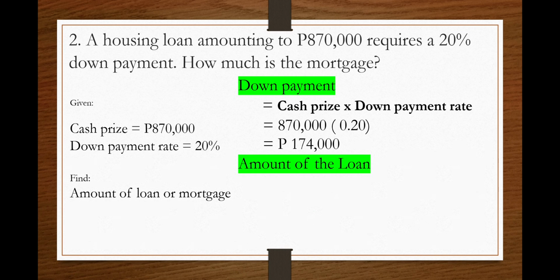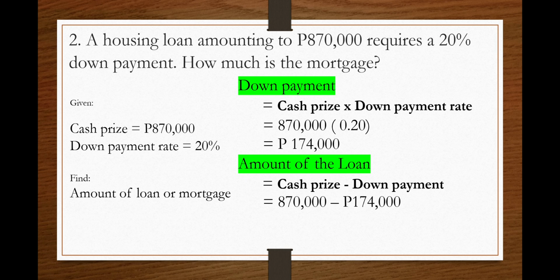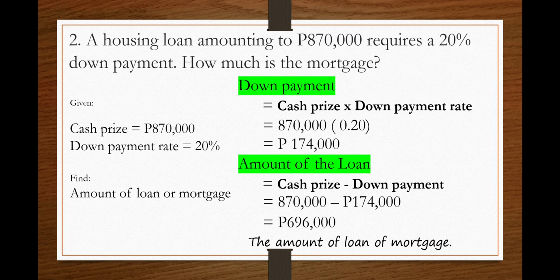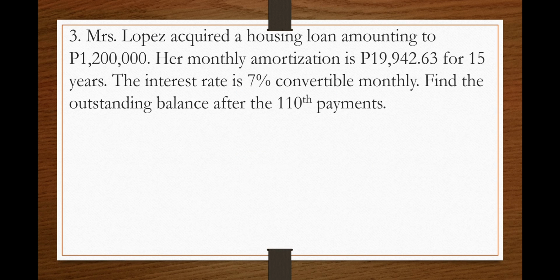And to find the amount of the loan, we're going to subtract the down payment from the cash price, and that is 870,000 less 174,000 is equal to 696,000 pesos. And that is the amount of loan or mortgage. And third problem, Mrs. Lopez acquired a housing loan amounting to 1,200,000 pesos. Her monthly amortization is 19,942 pesos and 63 centavos for 15 years.